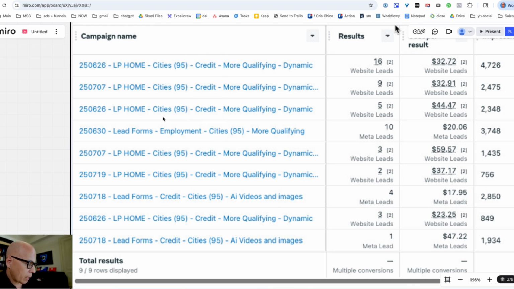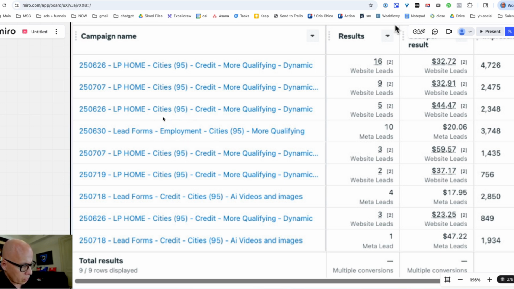And so we have to select the housing category, but we can also select other categories such as credit and employment. So we test through all of them. You can see here employment was selected on one of the campaigns as well, and that had 10 leads at $20 per lead. So that was actually working well too.